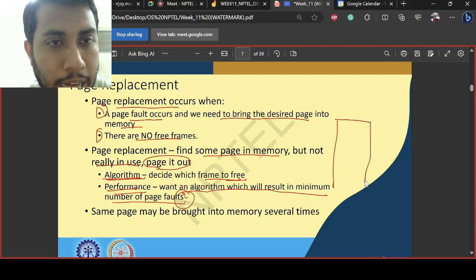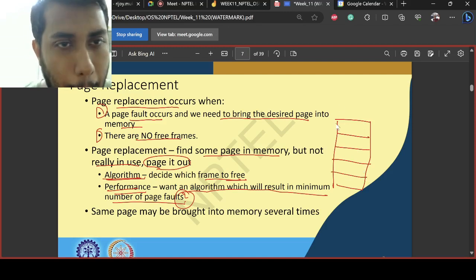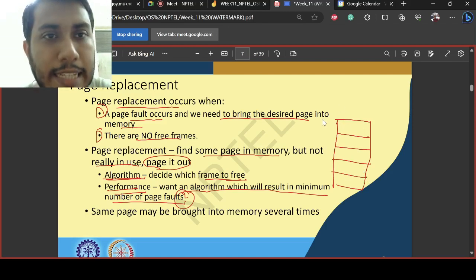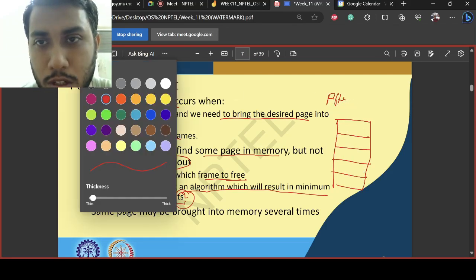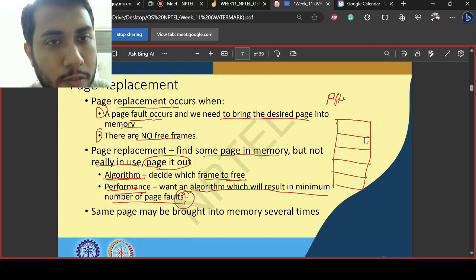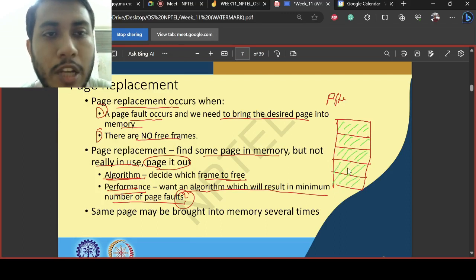So why? Suppose these are your frames available, and they are all filled up. When a new request comes, there will be a page fault, right? When a new request comes, there will be a page fault.